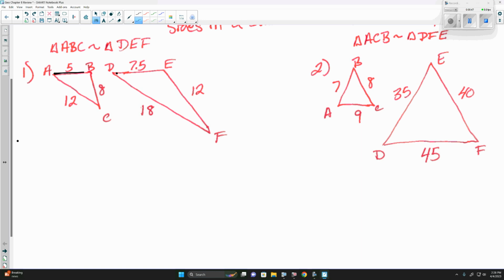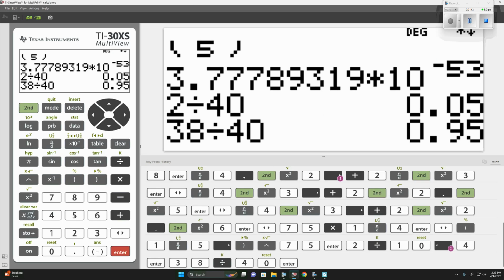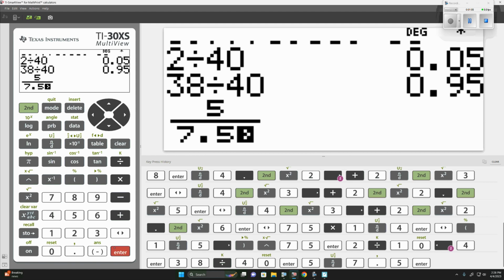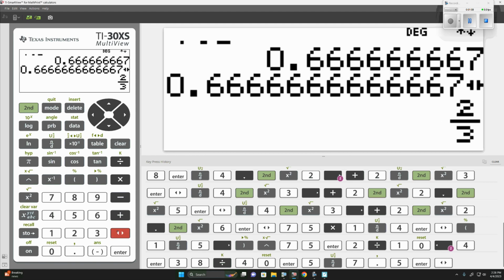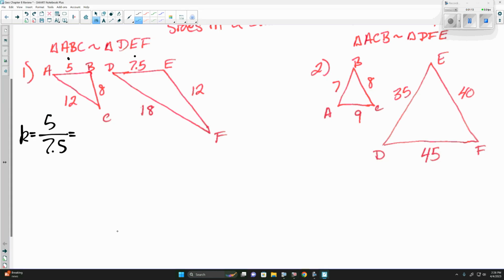So we have AB, DF, or we can say the smallest side is 5, the smallest side on our other triangle is 7.5. So our scale factor would be 5 over 7.5, but we do need to reduce this. 5 over 7.5, if we convert it back to a decimal or a fraction, is 2/3. So the scale factor for number 1 is 2/3. Okay. K is denoted as the scale factor.